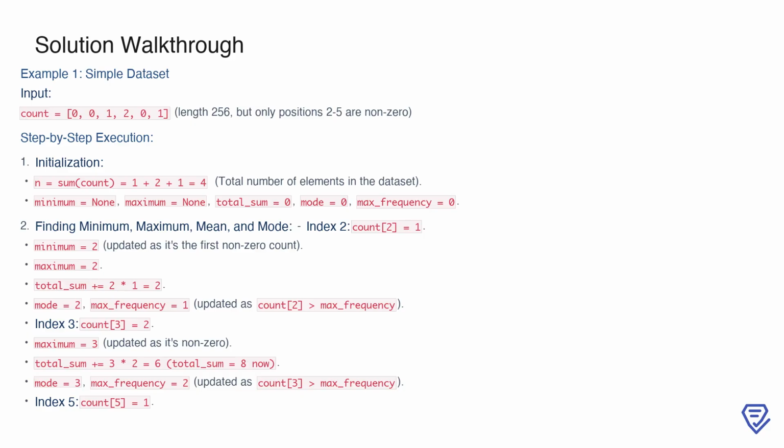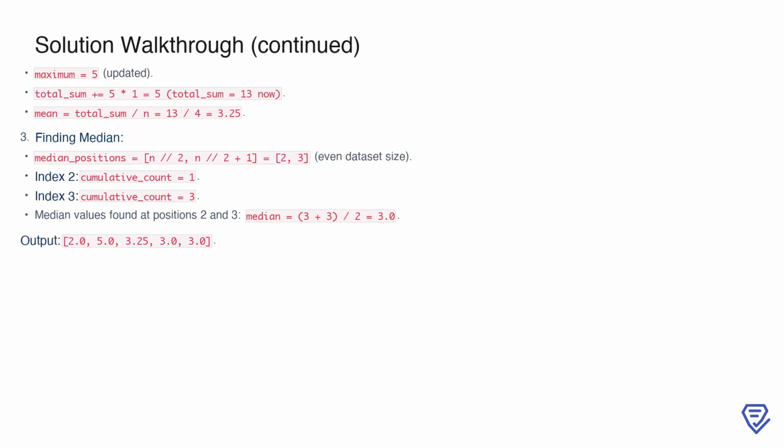At index 3, the frequency is 2, so we adjust the maximum to 3 and add 3 times 2 to the total_sum, making it 8. The mode is updated to 3 because its frequency of 2 exceeds the previous maximum frequency. Finally, at index 5, the frequency is 1, so we update the maximum to 5 and add 5 times 1 to the total_sum, bringing it to 13. With the total_sum now at 13, we calculate the mean by dividing the total_sum by n. Here, 13 divided by 4 gives us 3.25.